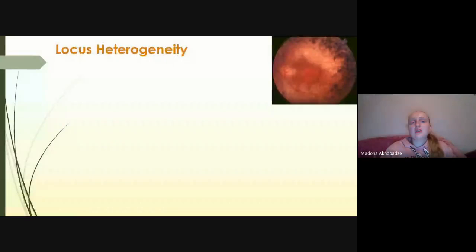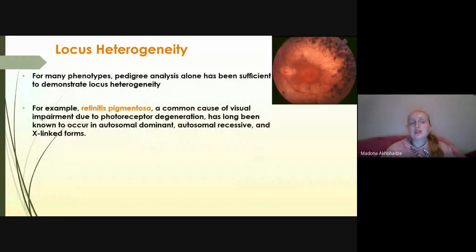And then locus heterogeneity is like in retinitis pigmentosa, which is a rare degenerative disease, a common cause of visual impairment due to photoreceptor degeneration, that has long been known to occur in autosomal dominant, autosomal recessive, and X-linked forms because of the different loci involved.